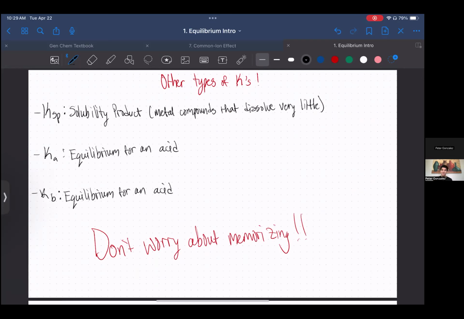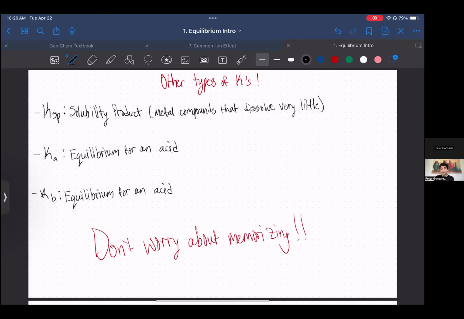But there is Ksp, which refers to solubility products. And this refers to like if you have metal compounds. I think a good example is like calcium sulfate, or like lead hydroxide, lead 2 hydroxide. These are compounds that are horrible at dissolving. We talk about metal compounds. Some that dissolve really well, sodium chloride, that's table salt. It dissolves amazing, right?